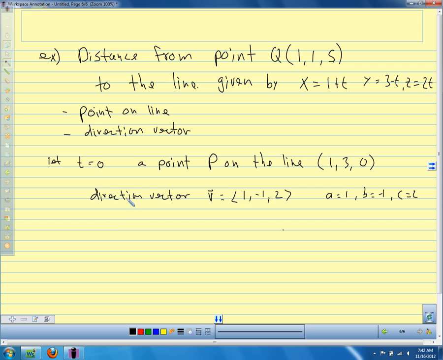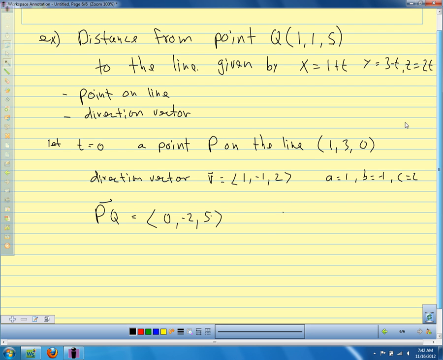And our distance is the magnitude of PQ cross V divided by the length of V. So what is going to be our vector PQ? We have 2 points. PQ is 0, negative 2, 5. So we just construct the vector from P to Q. Then we form our cross product, divide by the length of our vector.